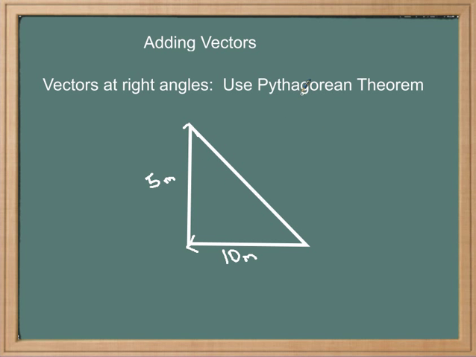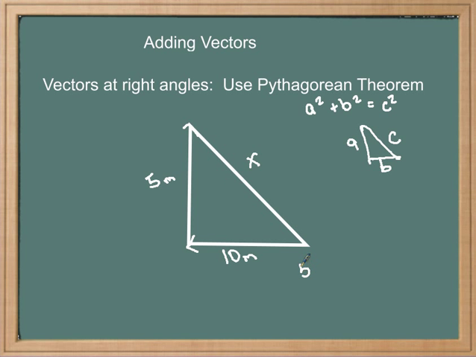Remember that the Pythagorean theorem states that a squared plus b squared is equal to c squared for any right triangle where you have legs of length a and b and a hypotenuse of side c. So in this case, to solve for x, we need to use the Pythagorean theorem.